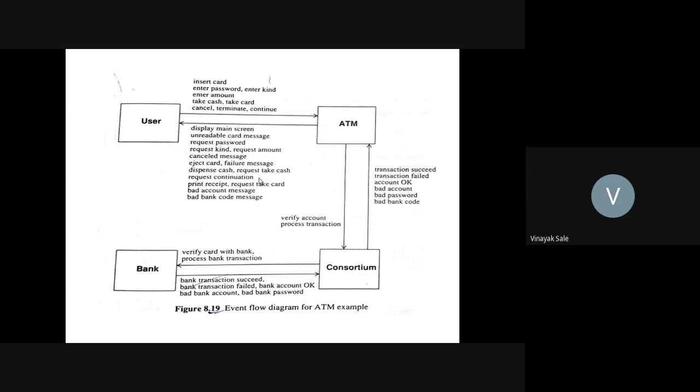So the same state diagram, that is the data flow diagram or event flow diagram, in the same diagram user, ATM, consortium, bank, there is no sequence, no message showing which particular message comes first, which second. There is no particular sequence. So this is the event flow diagram, same as a state transition diagram.